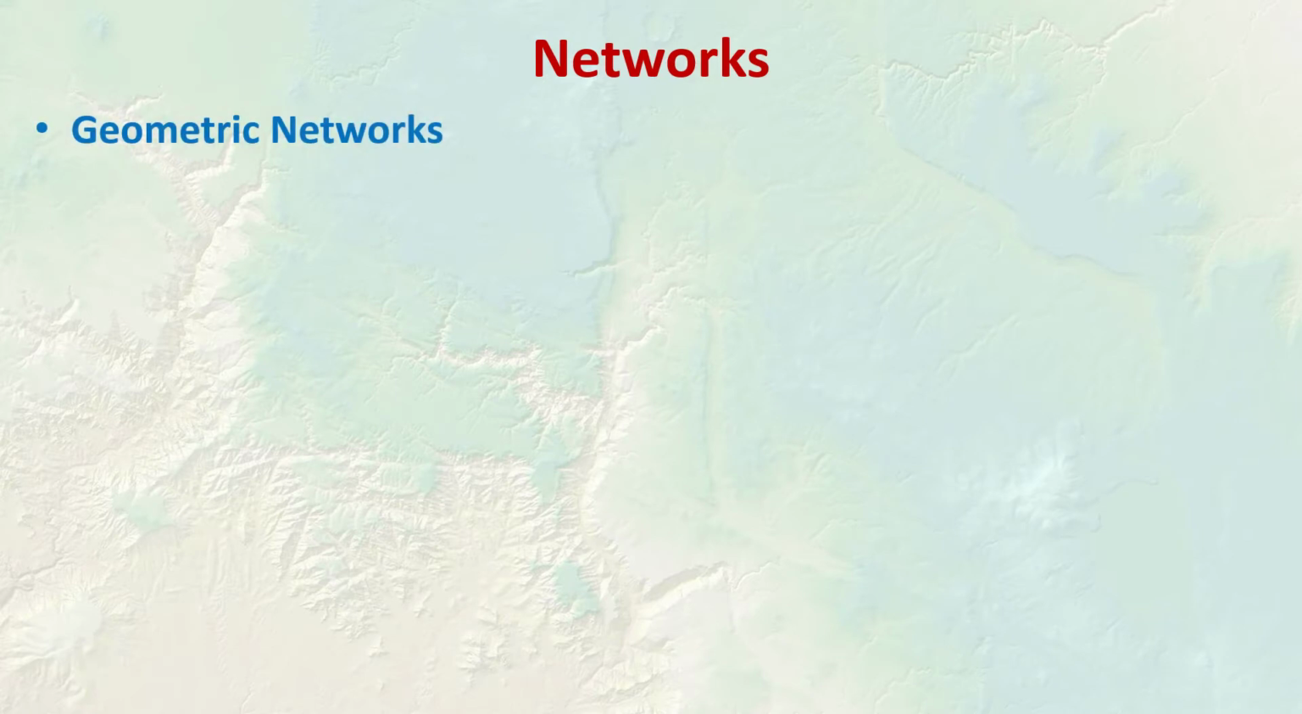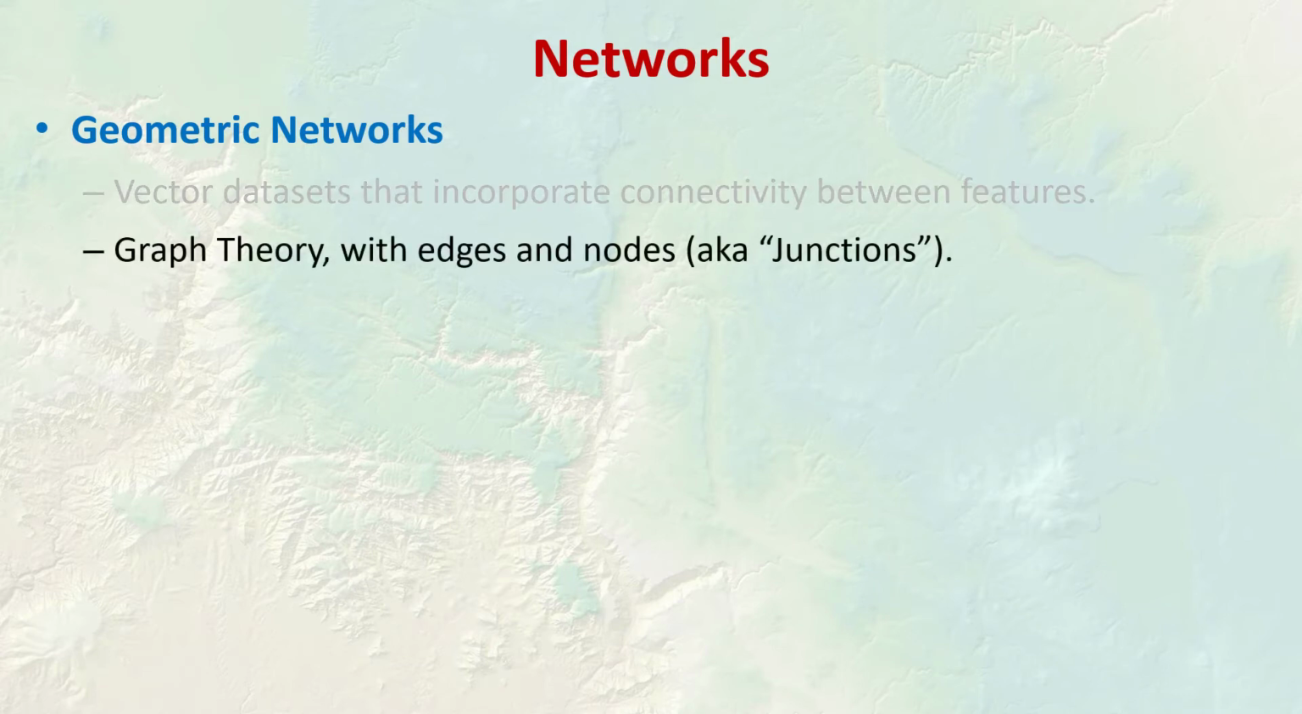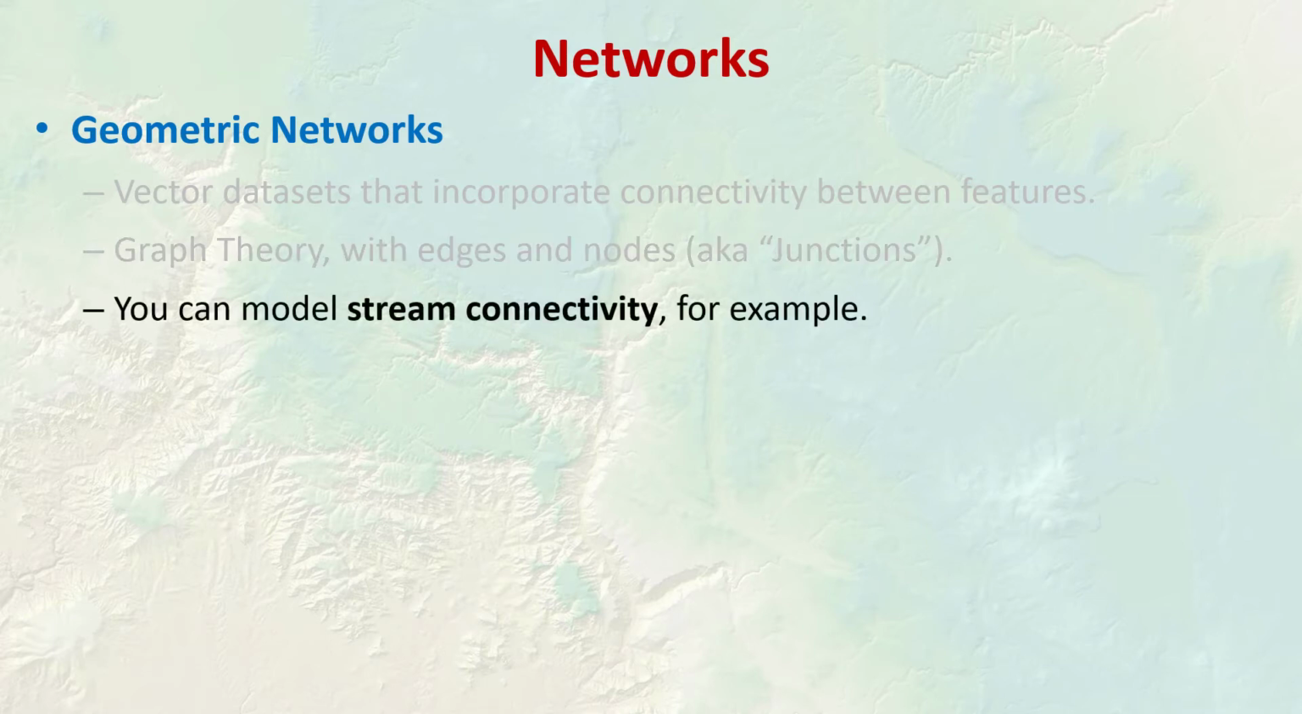First up we're going to look at is geometric networks. They're vector data sets that just incorporate connectivity. If any of you are familiar with graph theory, it has edges and nodes. Geometric networks take advantage of this model. You can model stream connectivity. Stream is a real good example.